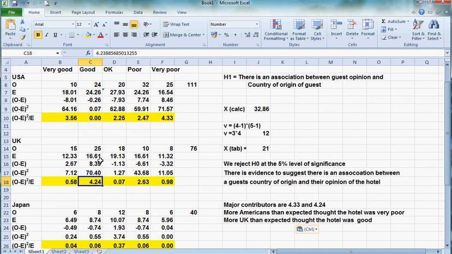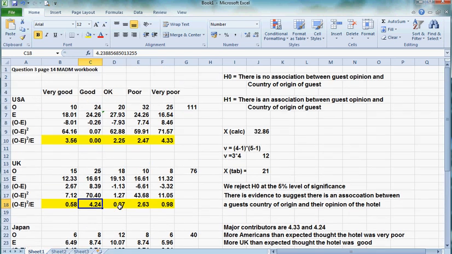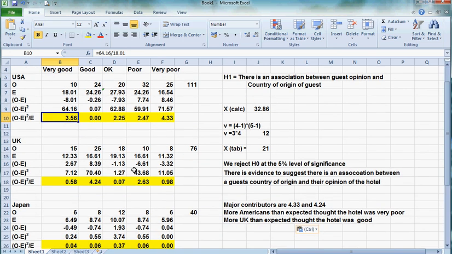On this table there is also one other value that is fairly large, and that is the 3.56. We could also comment on that, but for this size table, to be perfectly honest, 2 major contributors are really enough. But you would not lose marks for also saying that the 3.56 was a fairly major contributor. And that is, fewer people from the UK rated the hotel as very good than expected. We only had 10, we expected to have 18.